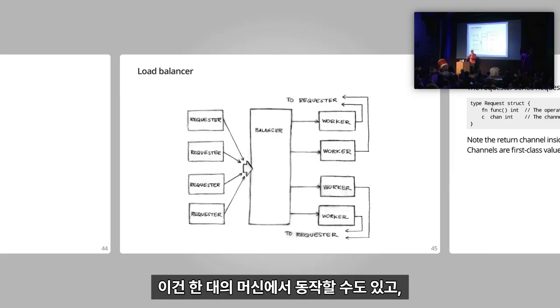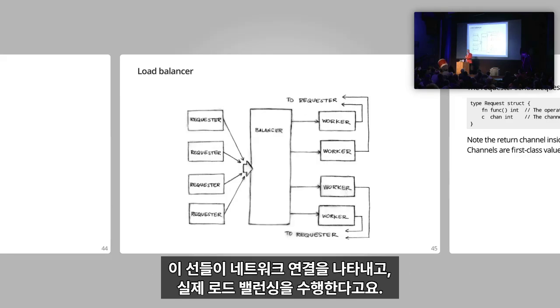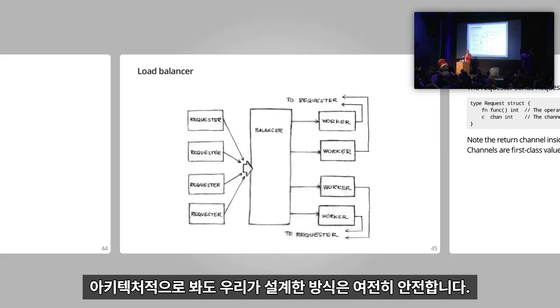This could be maybe on one machine, which is how I'm going to show it to you. But you could also imagine that some of these lines represent network connections that are doing proper load balancing. Architecturally, the design is still going to be safe the way we do it.